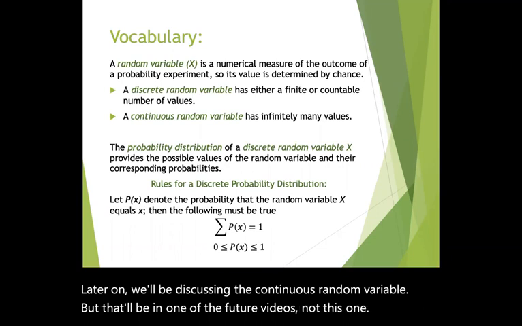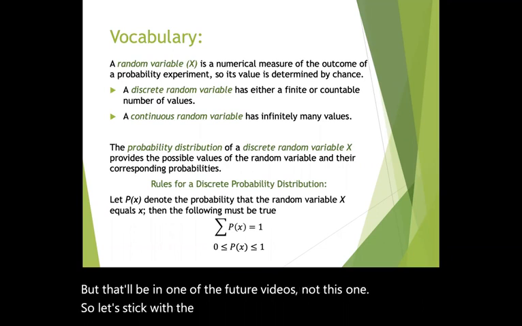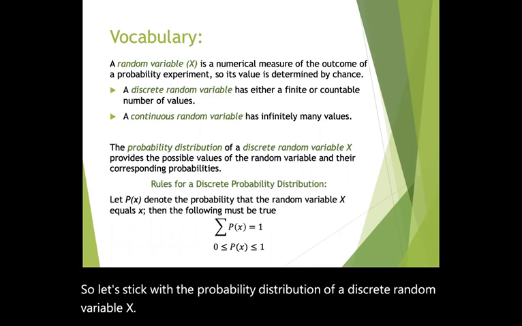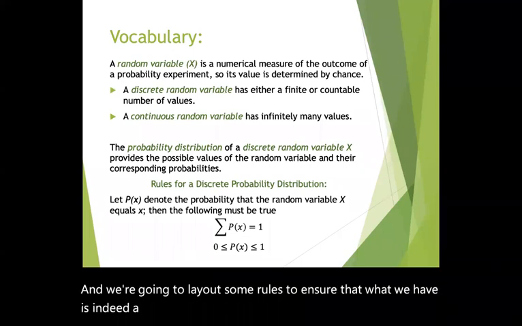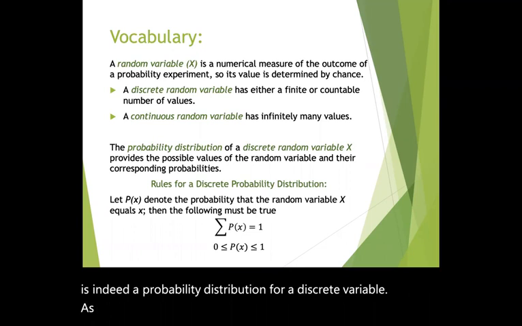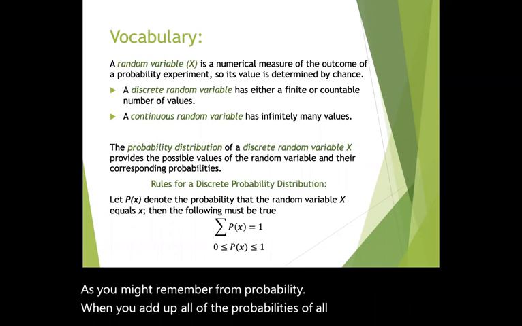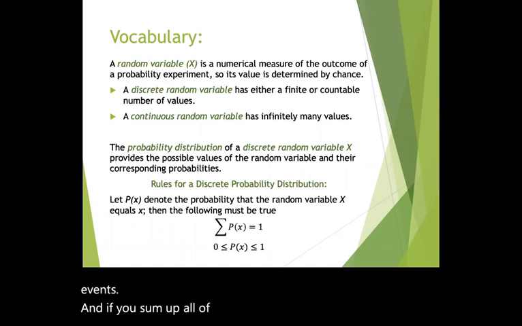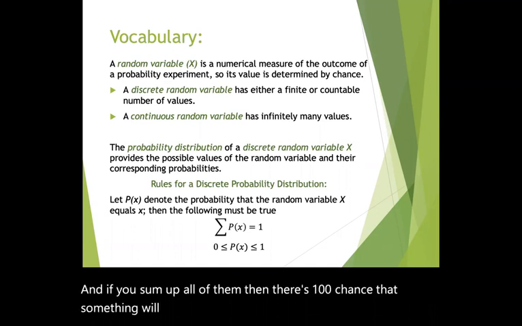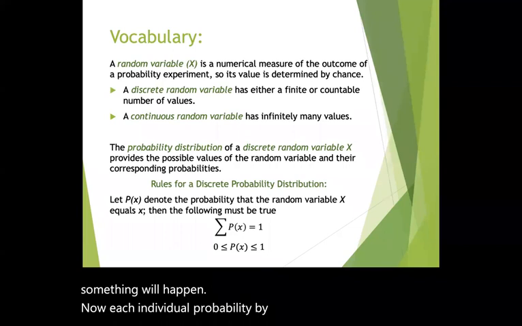So let's stick with the probability distribution of a discrete random variable x, and we're going to lay out some rules to ensure that what we have is indeed a probability distribution for a discrete variable. As you might remember from probability, when you add up all of the probabilities of all the possible events, the total sum should equal 1 because there are no other possible events. And if you sum up all of them, then there's a 100% chance that something will happen. Now, each individual probability by itself must fall between 0 and 1 inclusive.